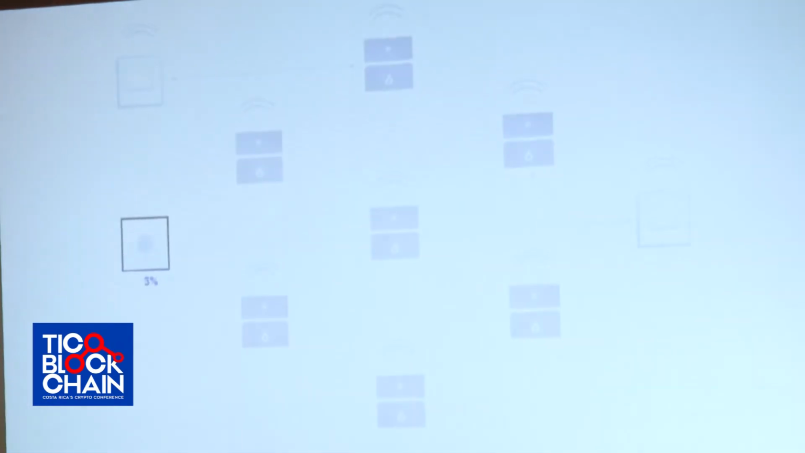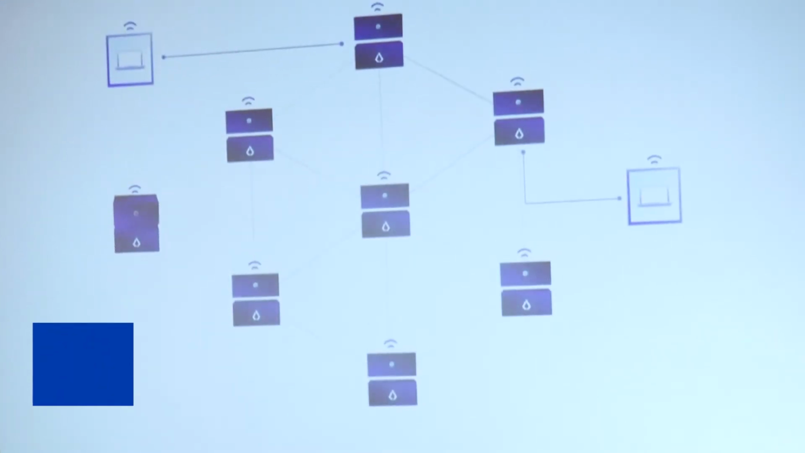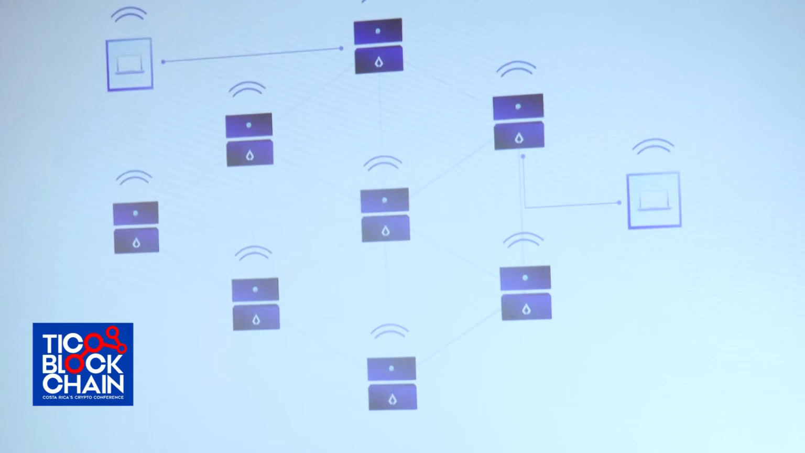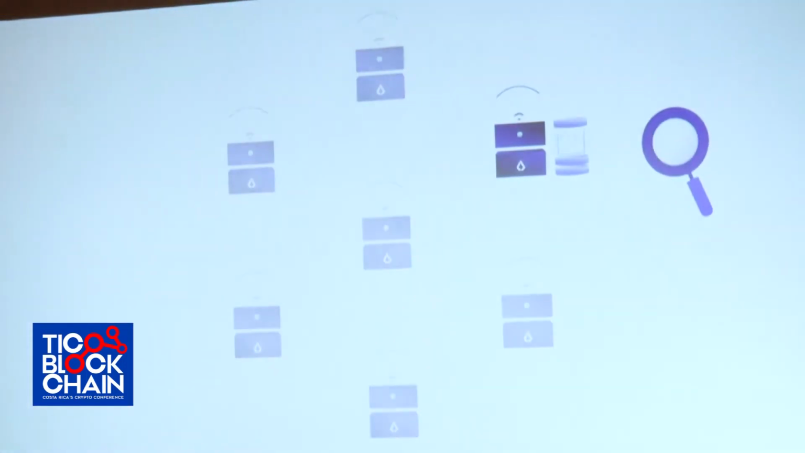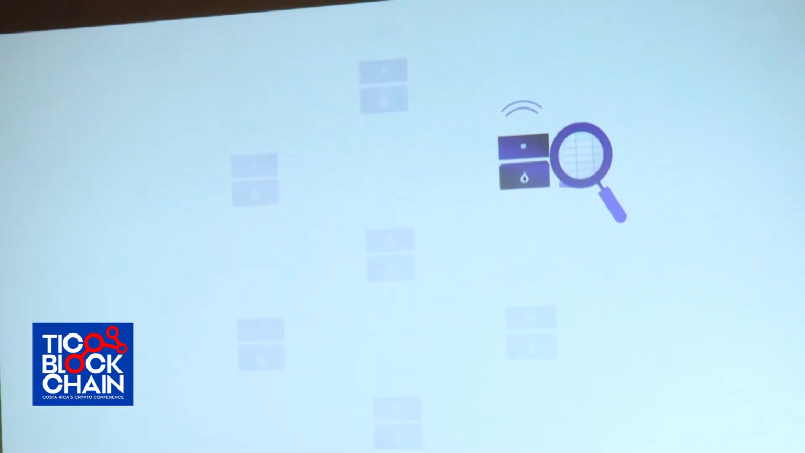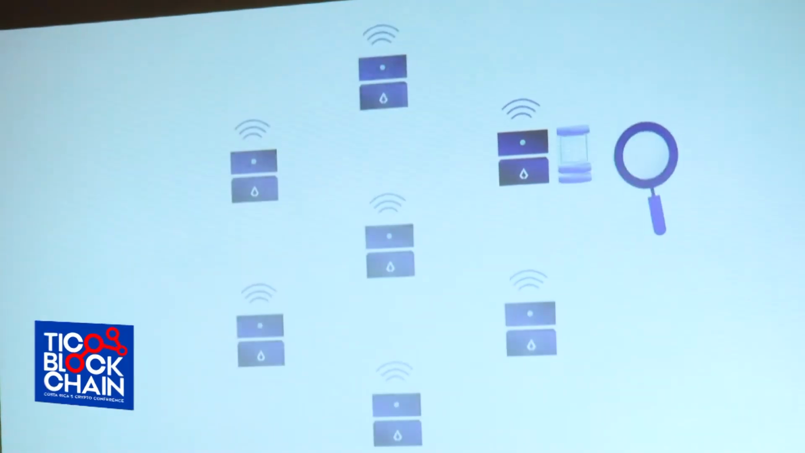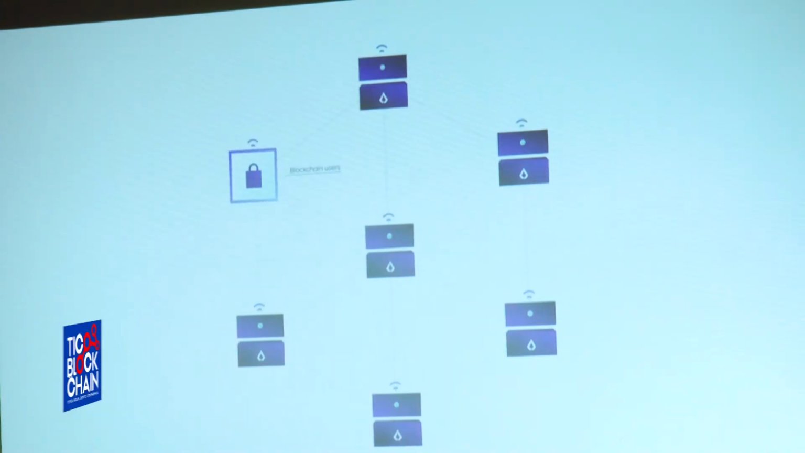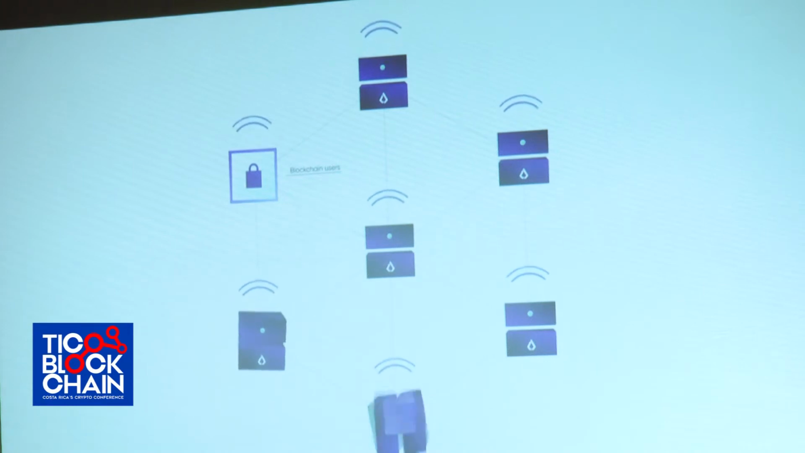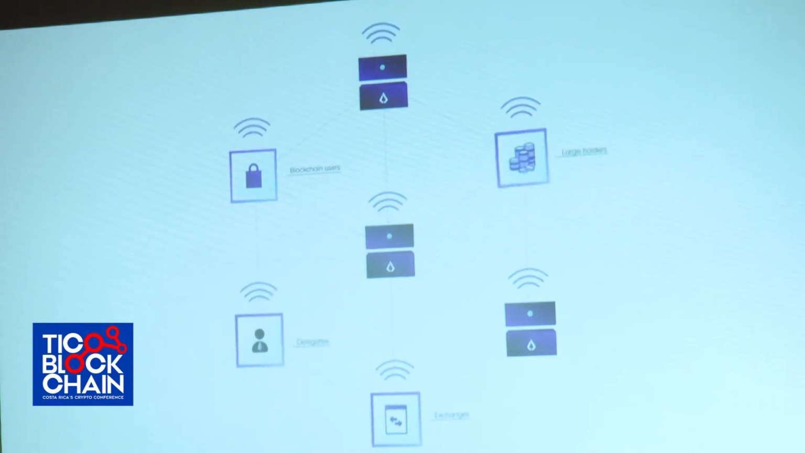The second way to participate in the network is by setting up your own Lisk node and connecting it to the other nodes in the network. But why would someone set up their own node? An individual could be interested in having their own copy of the blockchain to monitor or verify data. For example, those interested in monitoring and contributing to the security of the Lisk network, exchanges, delegates, and large holders will often choose to run their own node.